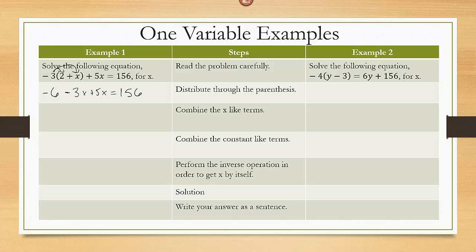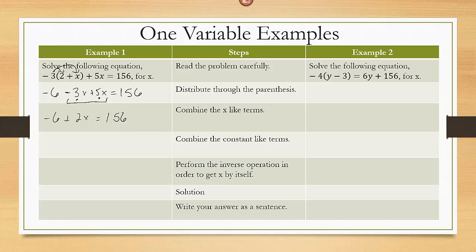Now we're going to combine our like terms, which are right here. So we're first going to have -6. And what is 5 minus 3? 2. So we're going to have 5x minus 3x, which is going to equal plus 2x, equals 156.